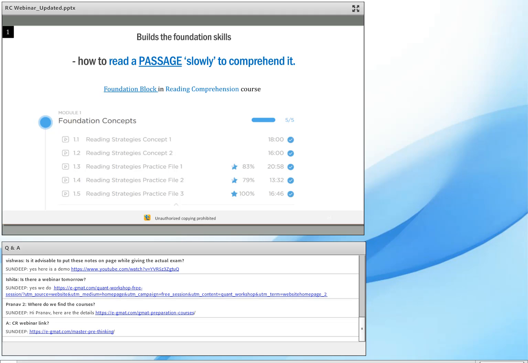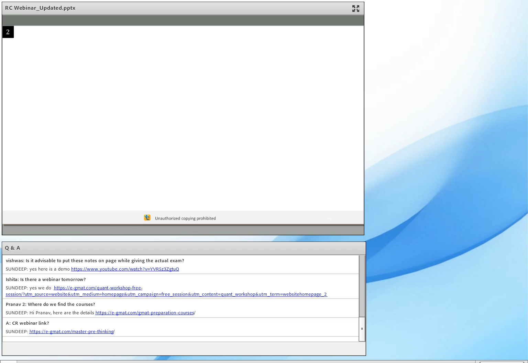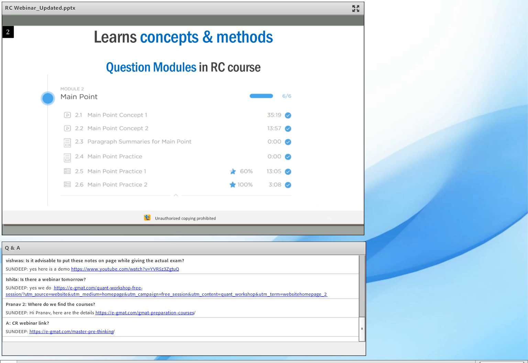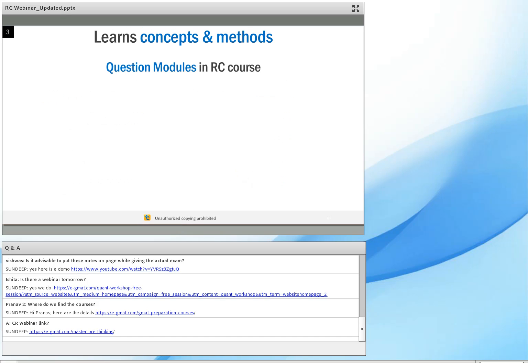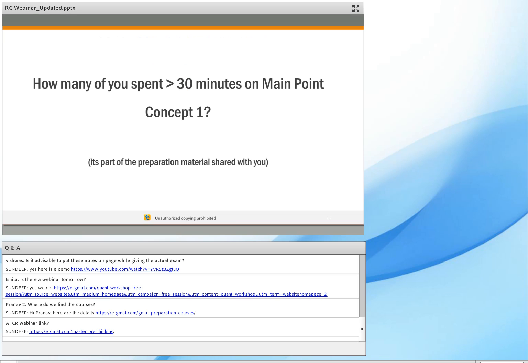And then we teach you how to read within the RC course with reading strategies, concepts, and practice files over there. Make sure you do that. Make sure you apply this, and then make sure you learn the concepts that are there. We already talked about the fact that, hey, more than 30 minutes analyzing a passage. How many of you have spent more than 30 minutes on the main point practice file, analyzing your mistakes? How many of you have done that?